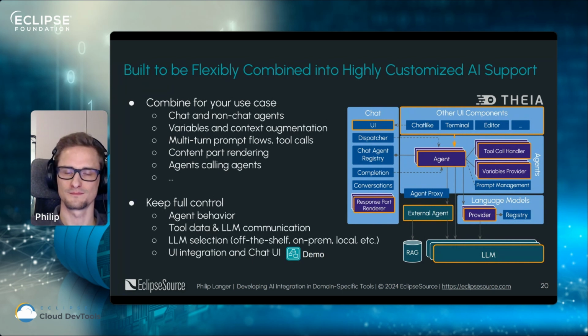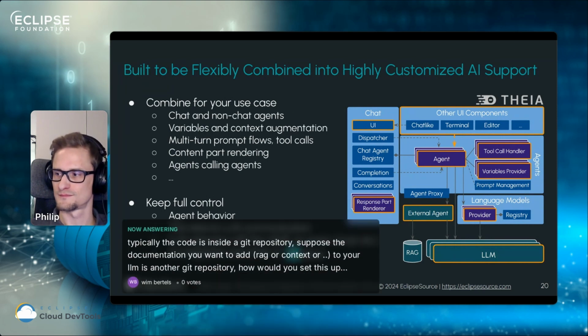Great. And then we have time, I believe, for one more question from Rim Bertels. So typically the code is inside a Git repository. Suppose the documentation you want to add, for RAG or context, to your LLM is another Git repository. How would you set this up practically?